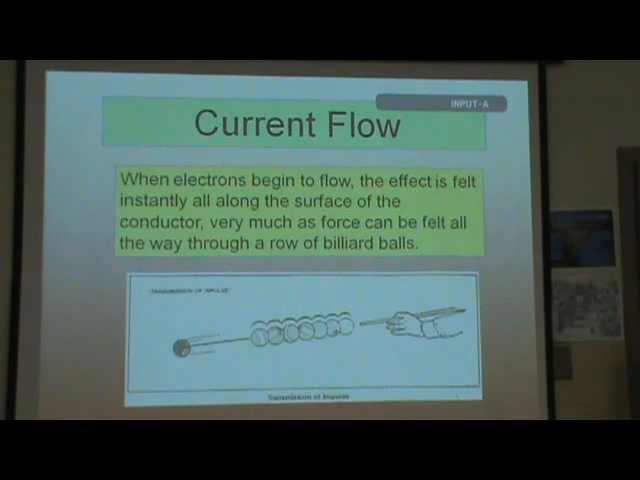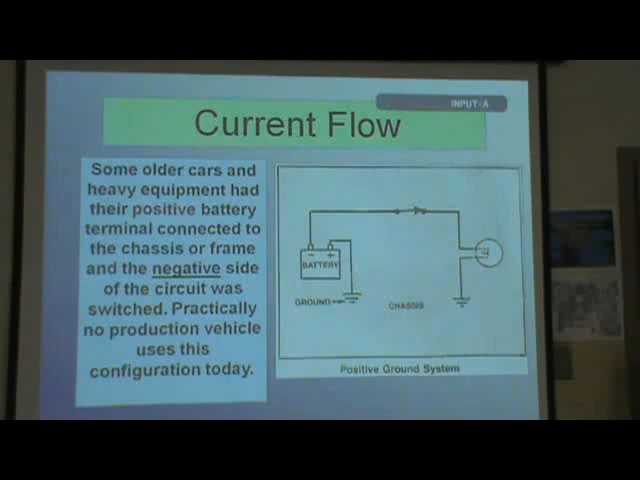All right, there's the pool ball, the billiard balls. You see the billiard balls? All along the surface, it's felt all the way through.